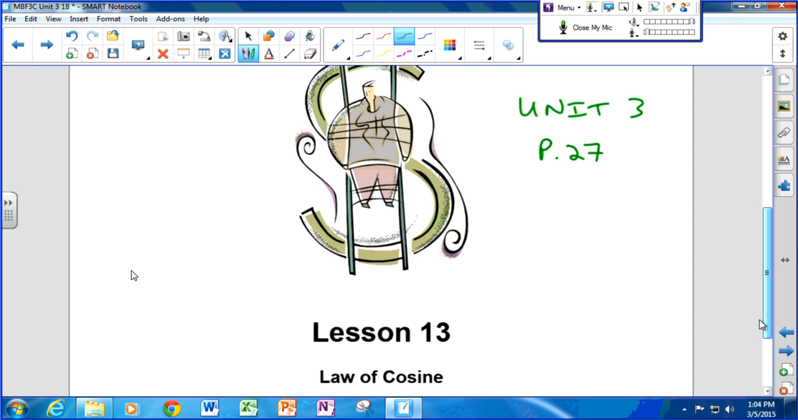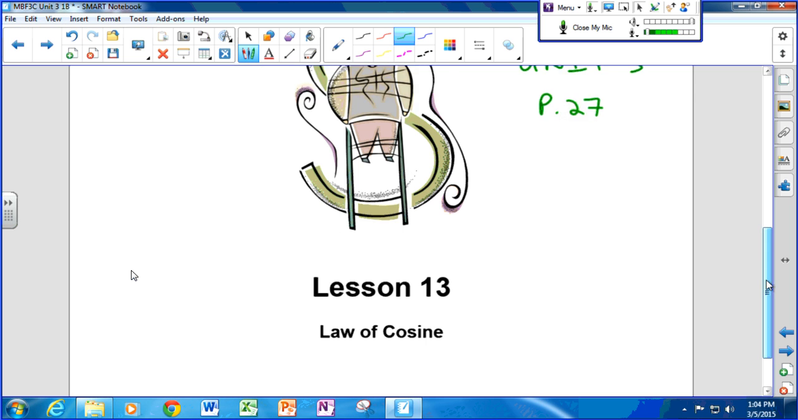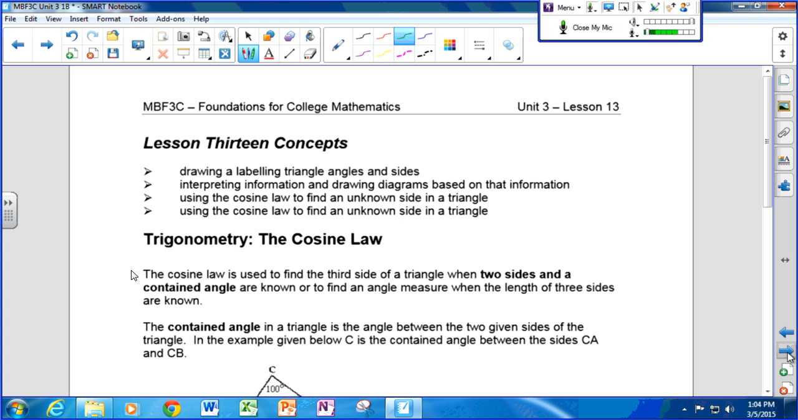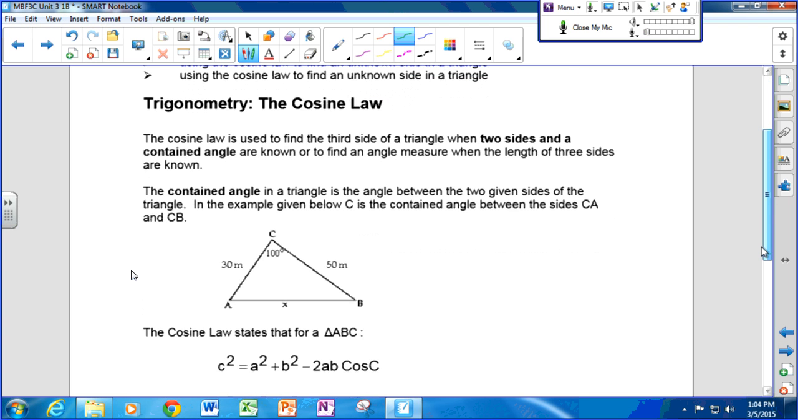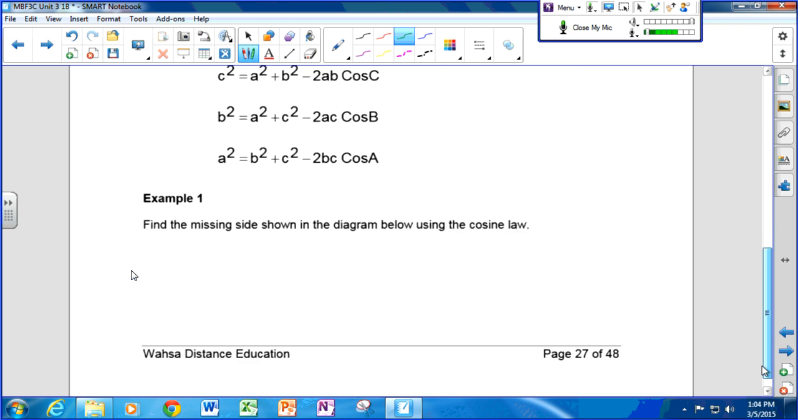If we're missing an angle, and we have two sides and one angle, we can use the sine law to find that. If we don't have any angles, we're kind of stuck with the sine law. If we have one angle, we may be able to work something out. But anyway, let's take a look at the cosine law and see what it has to say. This is page 27.